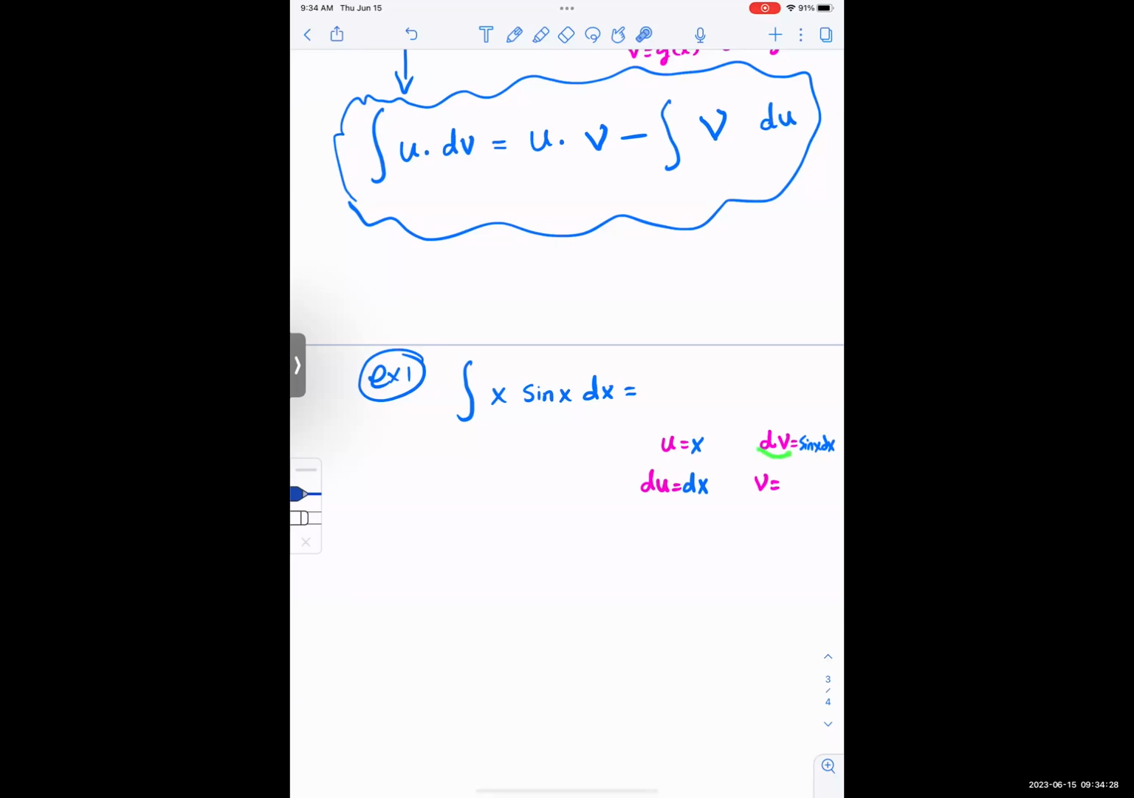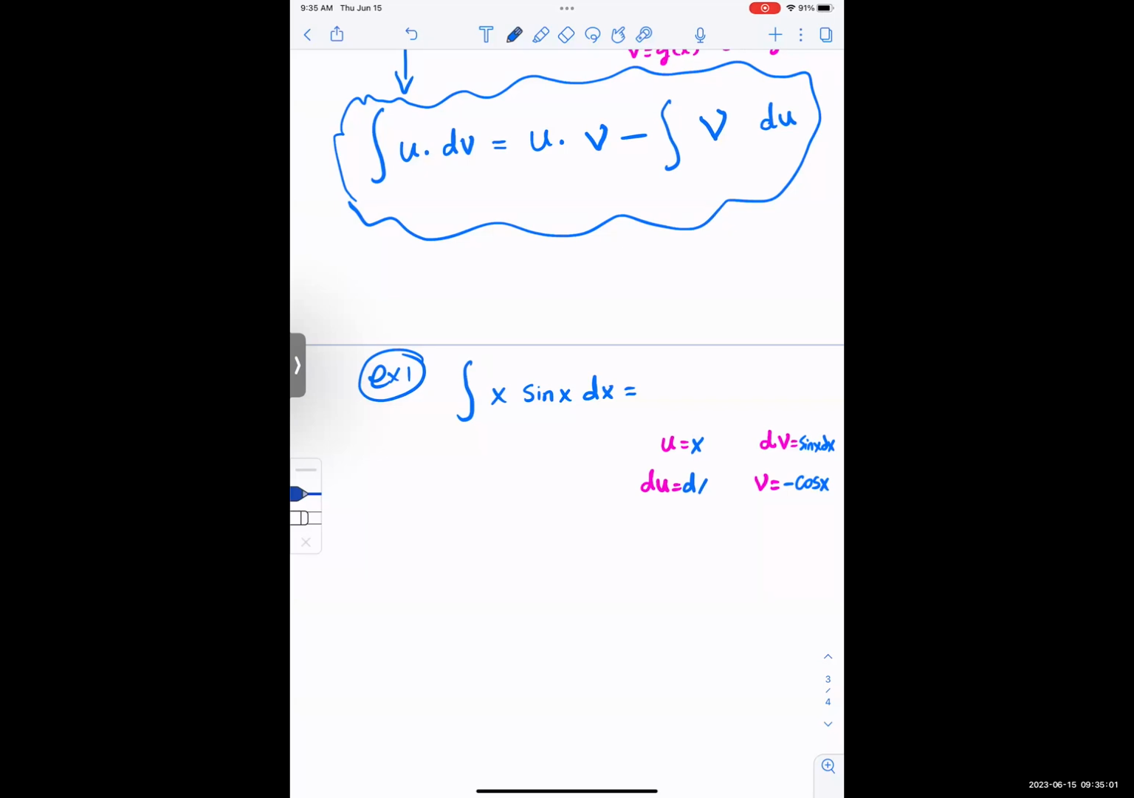If dv is sine x dx, what is v itself? Negative cosine x, exactly. Because the derivative of cosine is negative sine, but this is positive sine, so negative cosine gives a positive sign.